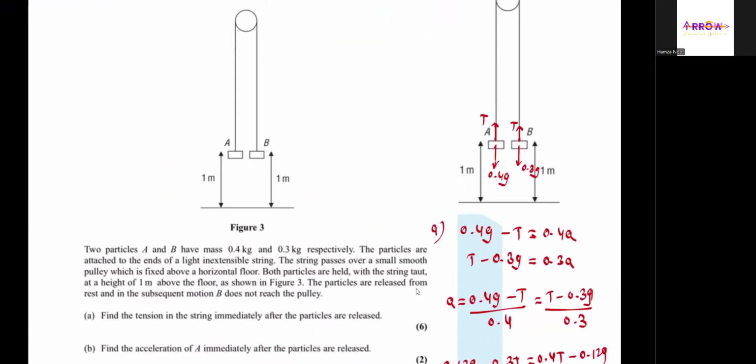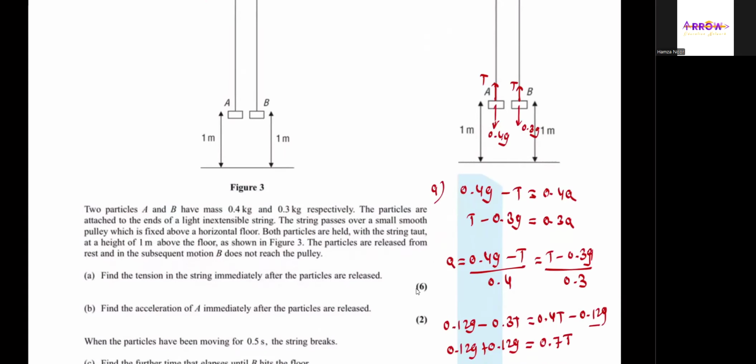Basically particle A is coming down, so this 0.4g will have a higher magnitude as compared to the tension in the string, and since particle B is going up, the tension in the string would have a higher magnitude as compared to 0.3g. So 0.4g minus T equals 0.4a. This will give us a positive value of acceleration. The equation of motion for particle A is 0.4g minus T equals 0.4a, and the equation of motion for particle B is T minus 0.3g equals 0.3a.